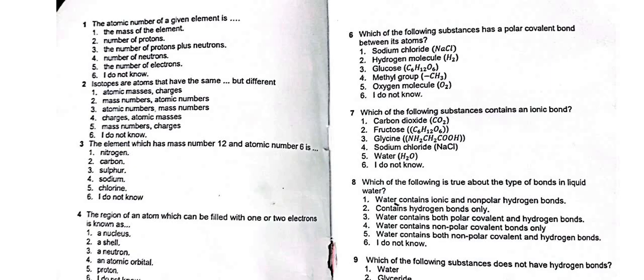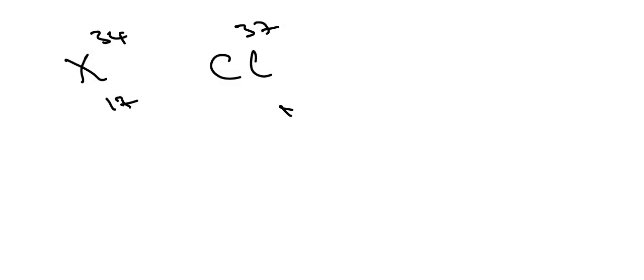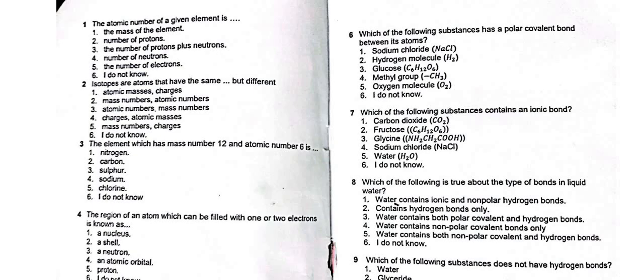Isotopes are atoms that have the same atomic numbers. Number three. Isotopes are atoms that have the same atomic numbers but different mass numbers. Yes, the correct answer here is 3. You can give an illustration. You can have chlorine 34, but there's still 17. You can have chlorine 37 and still 17. So the mass numbers are different, but the atomic number is simply the same. That's the best option.